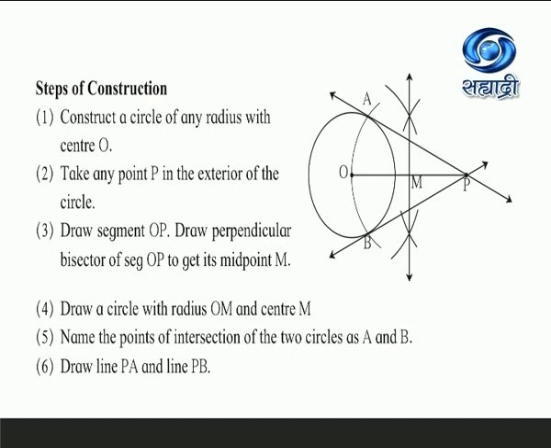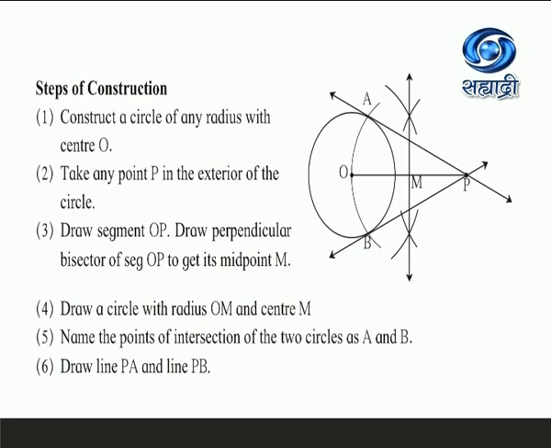Take point P in the exterior of the circle, anywhere outside. Draw OP. Draw a perpendicular bisector of segment OP to get its midpoint. How to draw a perpendicular bisector? We had revised it: taking more than half the distance, keep your pointer at O, draw two arcs on both sides, then keep the pointer of your compass at P and draw two arcs on both sides of OP. You will get two intersection points. Let a line pass through them. It will cut OP at M. That will be the midpoint of OP.